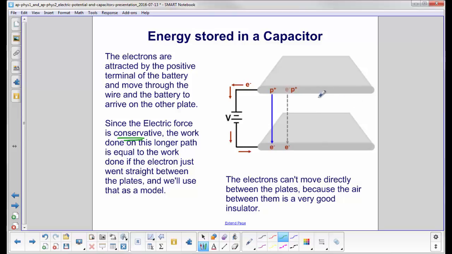And remember, the electrons can't move directly between the plates. You have all this air here that's insulating it and not letting the electrons go. So we have this wire connected to a battery, to another wire, to the other plate to let the electrons flow.